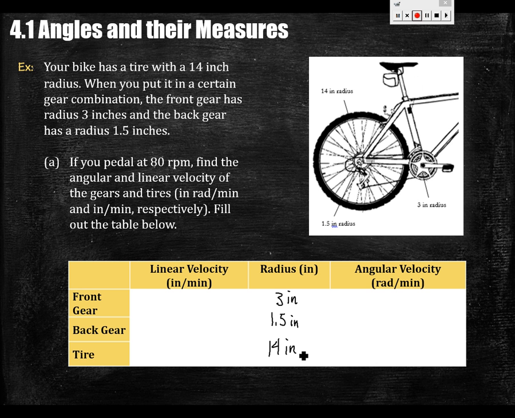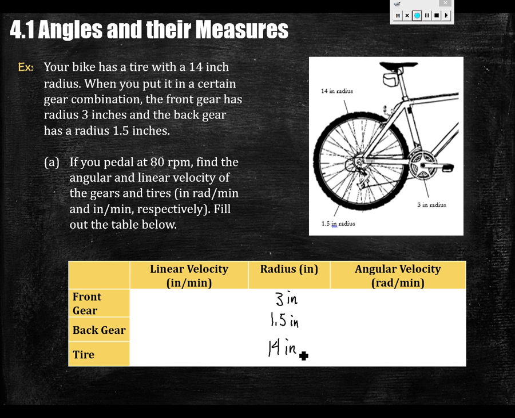Okay. So that's all the given information in the problem, except in part A it does tell you how fast you're pedaling. And what kind of velocity is that? 80 RPM, what is that? That's angular, isn't it? It doesn't actually tell you how far your foot is traveling. It's telling you how fast your foot is rotating around the pedal, okay?